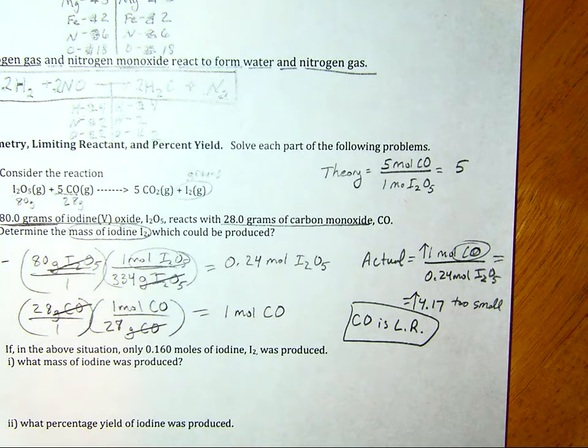So that's kind of a lot of work to determine what your limiting reactant will be. What that means is that we don't have enough carbon monoxide and it will run out first. All right.